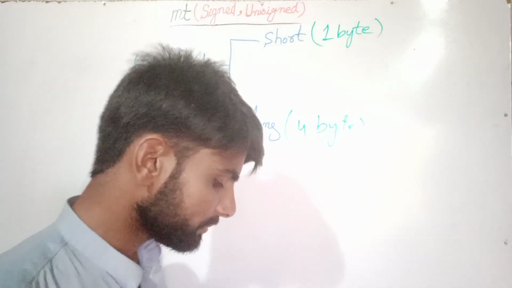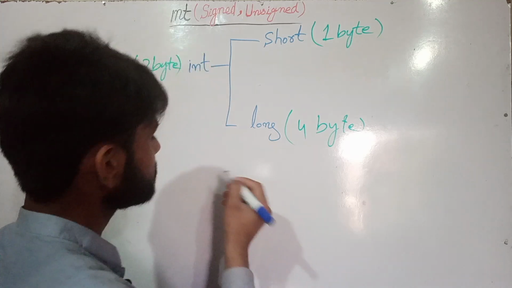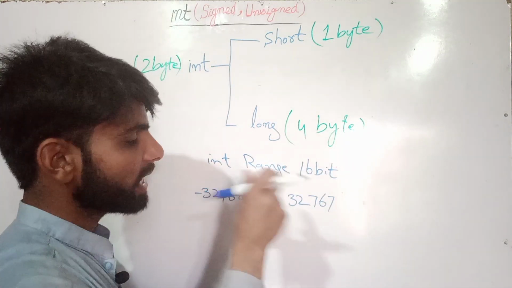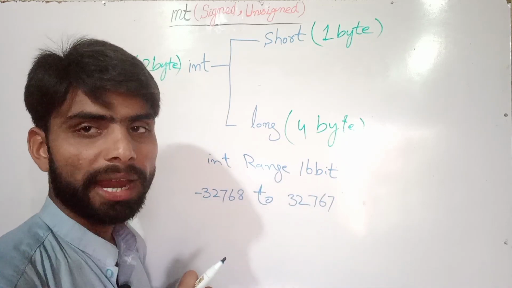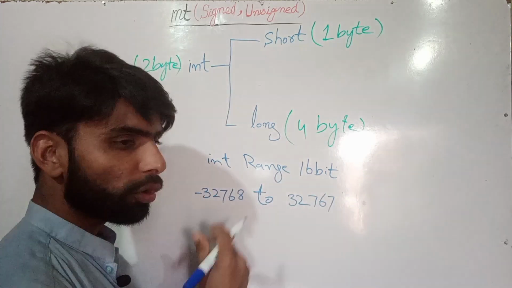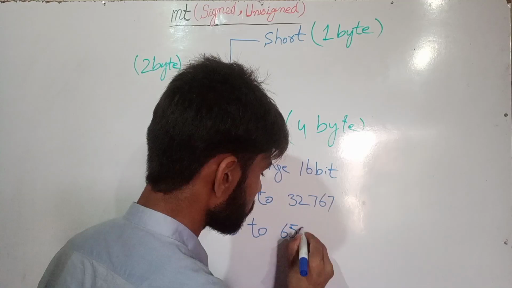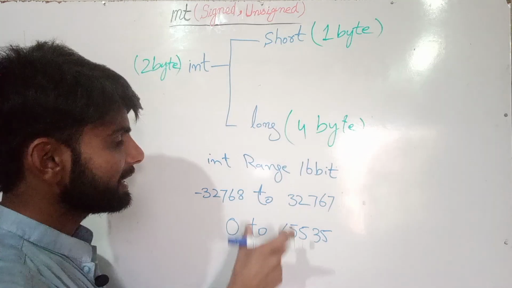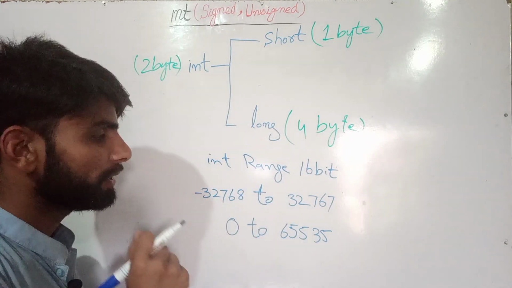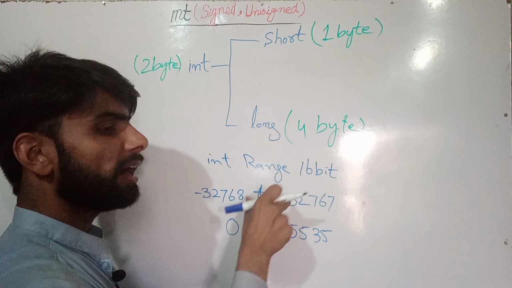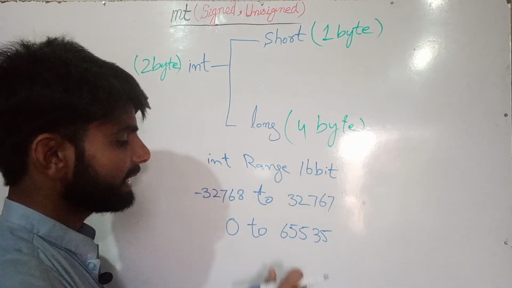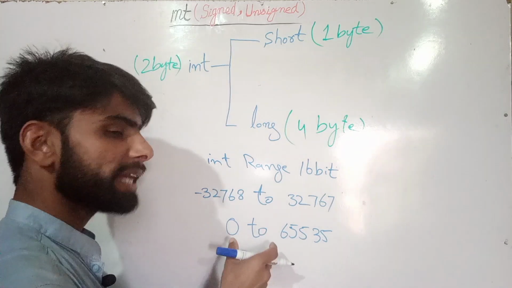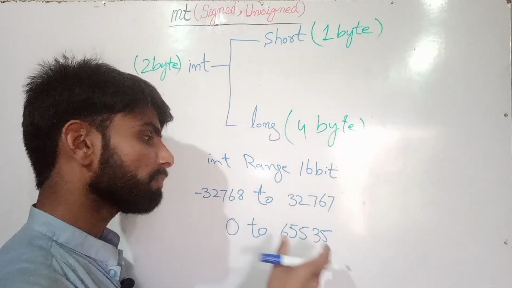So what is the range in a 16-bit machine? In the range, half is for negative values and half is for positive values, right? This range may be all positive values. So this is the range of positive and this is the range of negative in a 16-bit machine. This range is called signed int and this range is called unsigned int, because there is no negative sign and all values are positive.